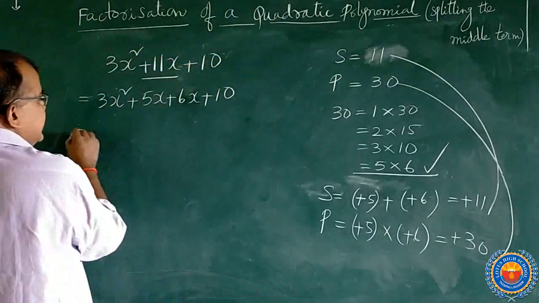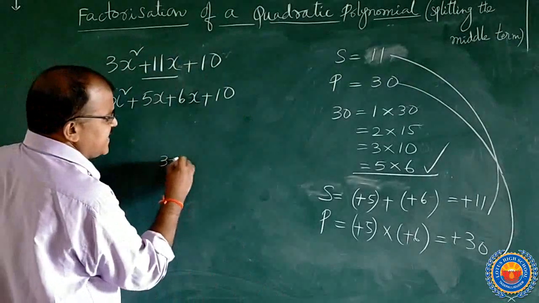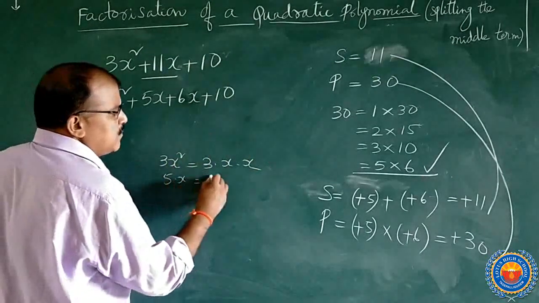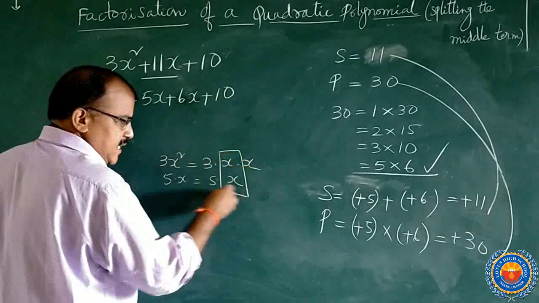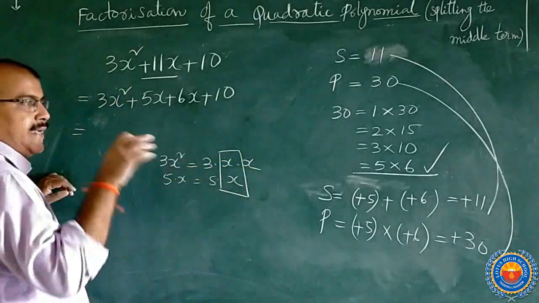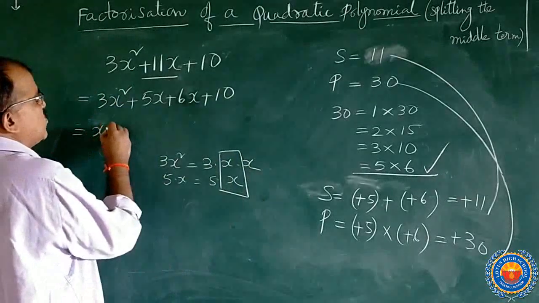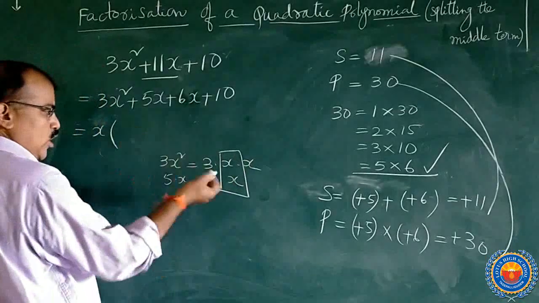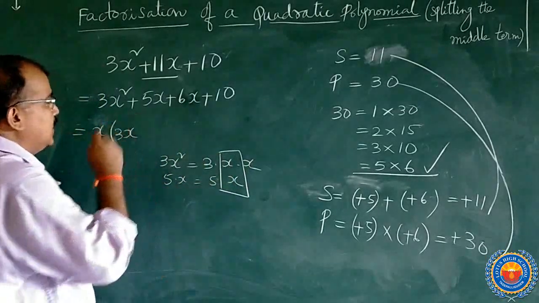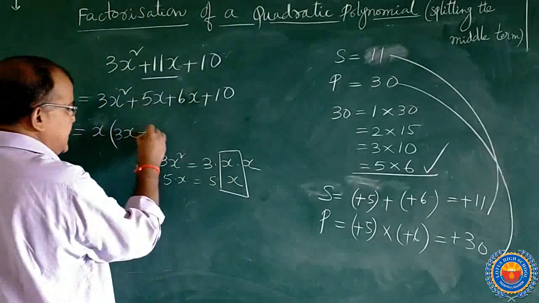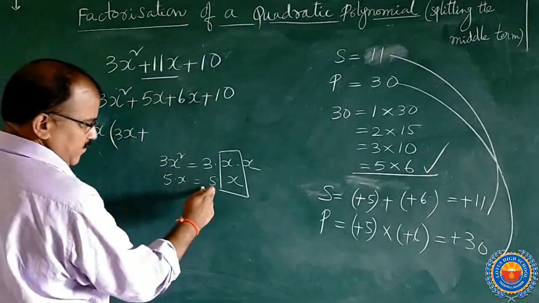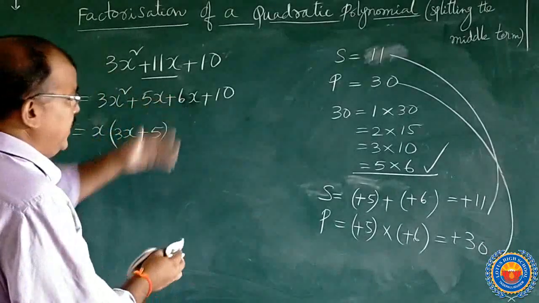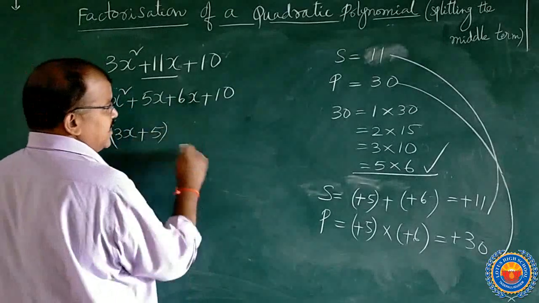Now here, 3x square is nothing but 3 into x into x. 5x is nothing but 5 into x. x is common, x is the highest common factor. That's why we take x as common, bracket. 3x square by x, 3x. If you want, you can divide, otherwise you can copy this one. Plus 5x by x, 5. Now you can do the same way, otherwise I said a shortcut method.